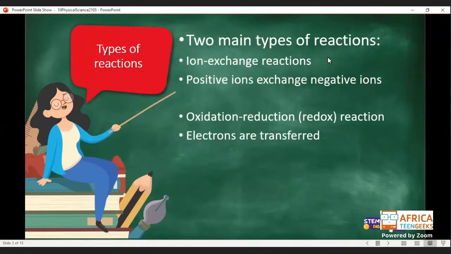We are going to focus today on ion exchange reactions, specifically precipitation reactions, and oxidation reduction reactions, so redox, is going to be on Monday.